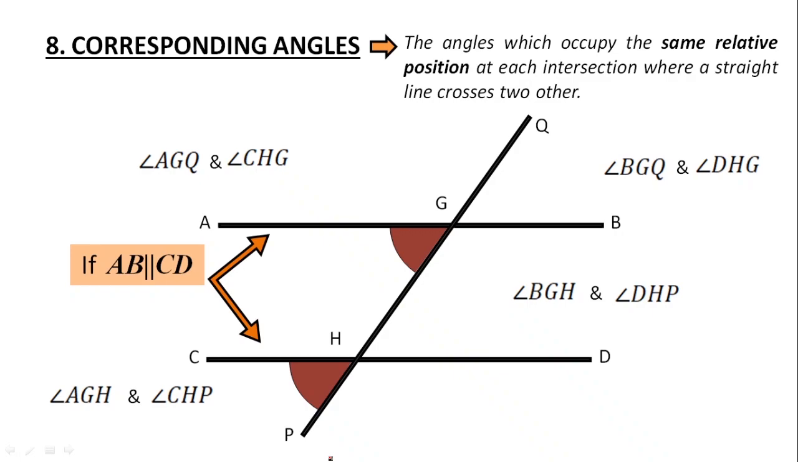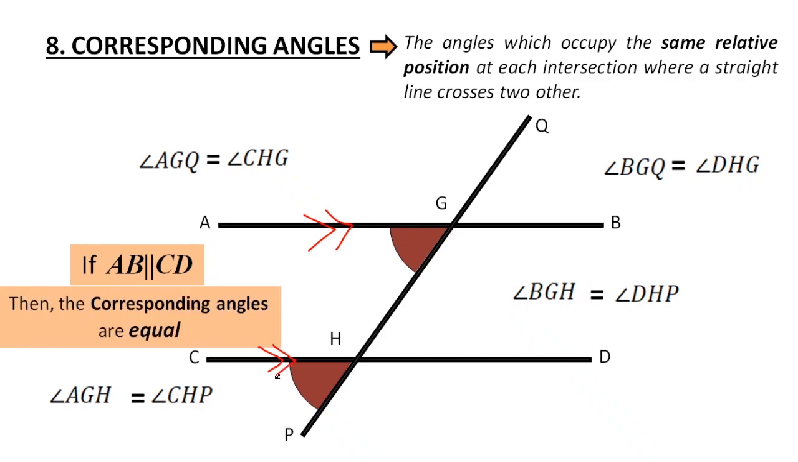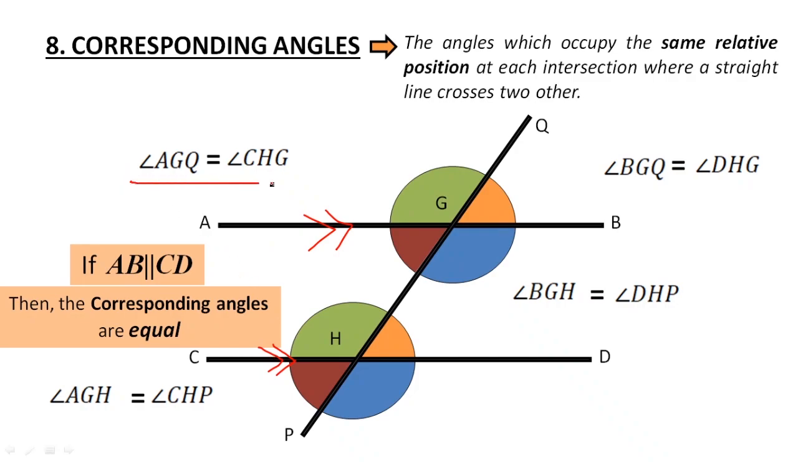and CD are parallel. So if the lines AB and CD are parallel to one another, at that time the corresponding angles will be equal. They will be equal. That is, AGQ will be equal to CHG, BGQ will be equal to DHG, BGH will be equal to DHP, and AGH will be equal to CHP.